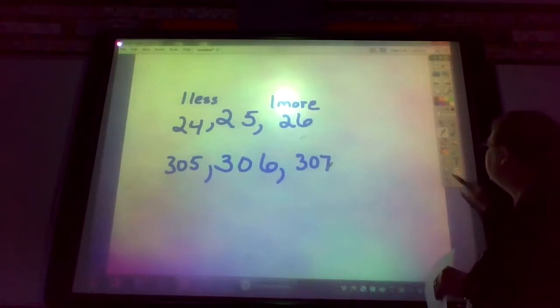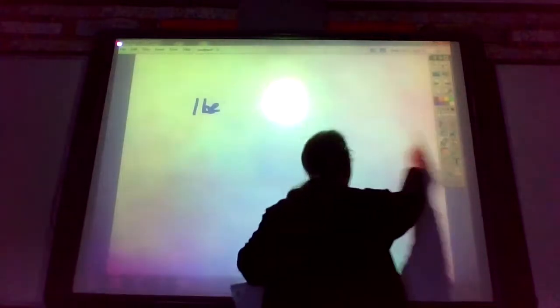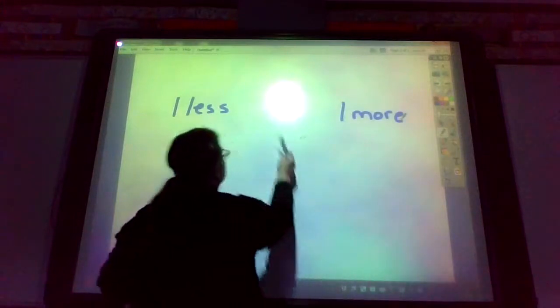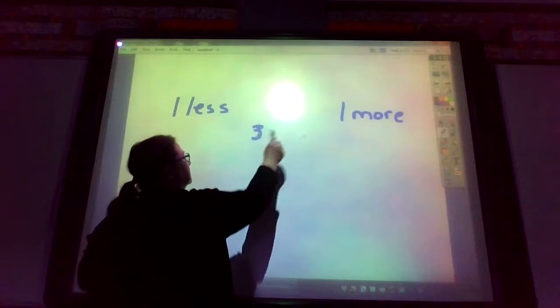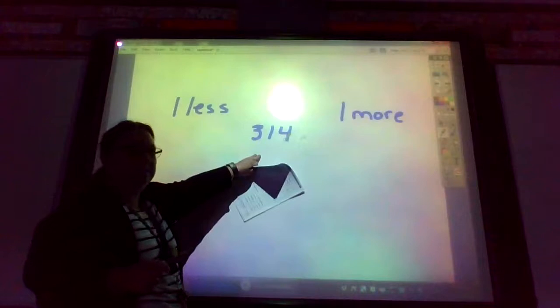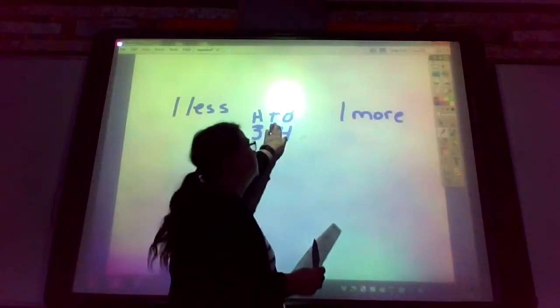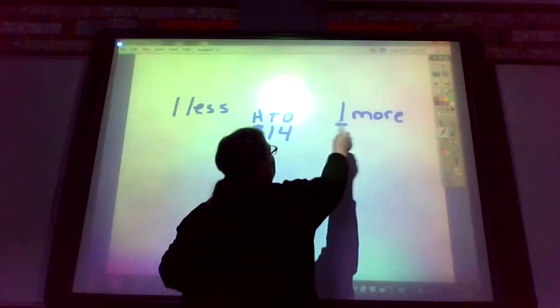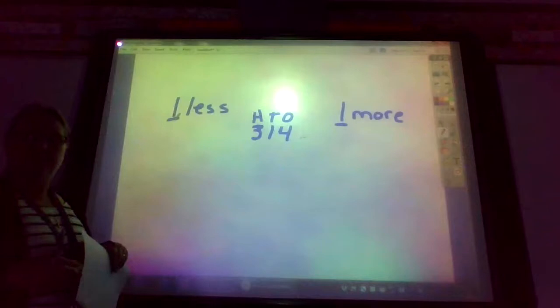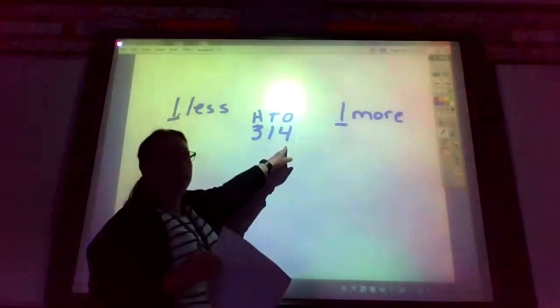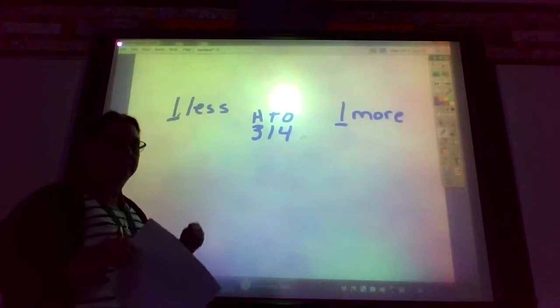Okay? Another way you can do this is, let me show you. If I have one less here, and I have one more here, and I have the number in the middle, let's say 314, I can label this hundreds, tens, ones, left to right. I'm only trying to find one more, one less. I'm only going to change my ones.